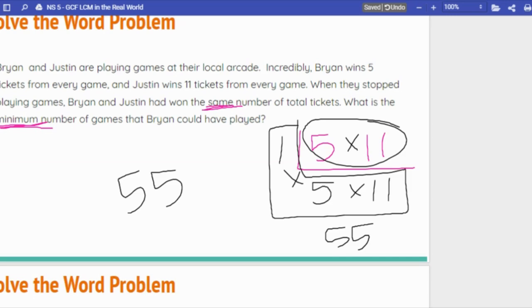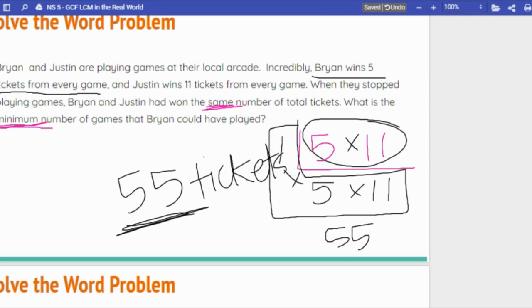Now, what is the minimum number of games that Brian could have played? Does this answer the question? Could he have played 55 games? No. We know that they had 55 tickets. So we've got to figure out how many games he had to play. And it says Brian wins 5 tickets every game. So how many games did he have to play to get to this 55?